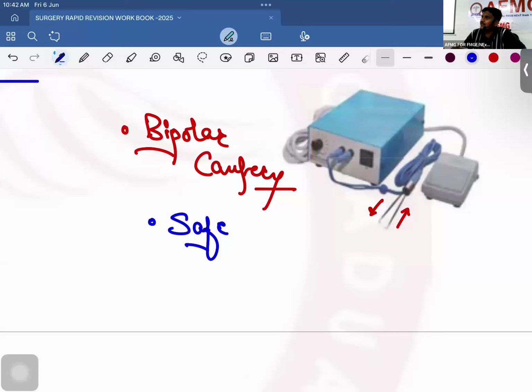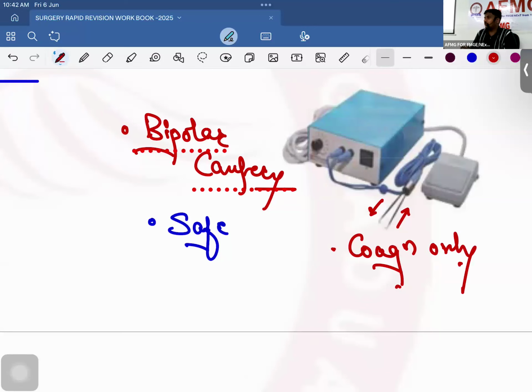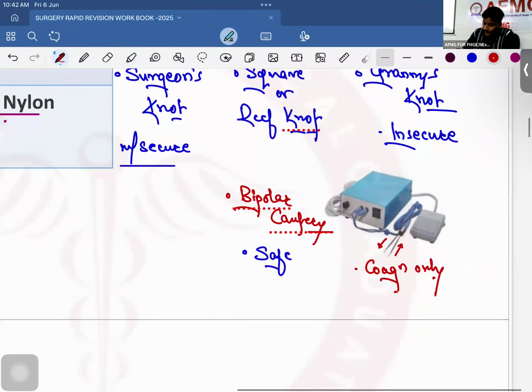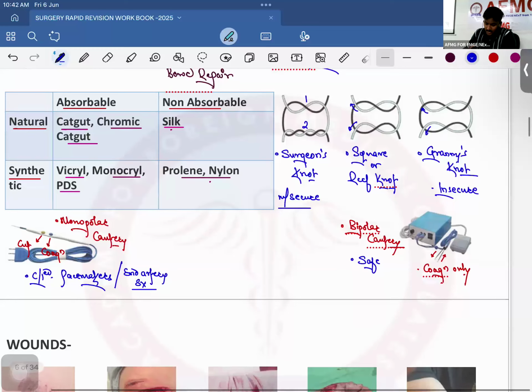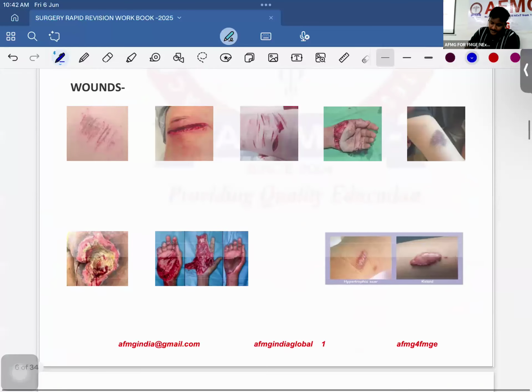But the drawback or disadvantage of bipolar cautery is that it is only responsible for coagulation. Can you cut a tissue? No. Cutting of tissue cannot be done, beta. Coagulation is only possible with bipolar cautery. Hopefully understood? Done? Next important topic is the wounds, beta.